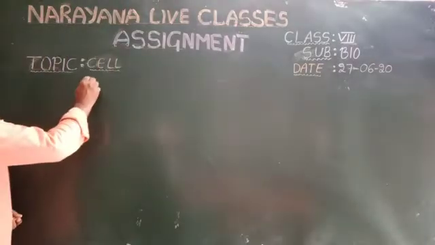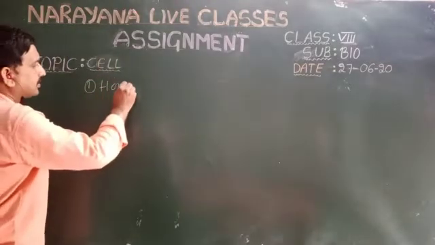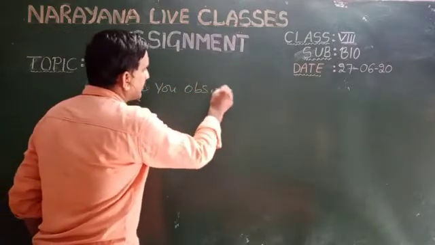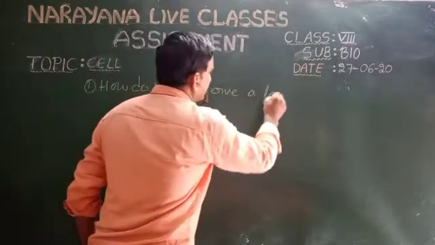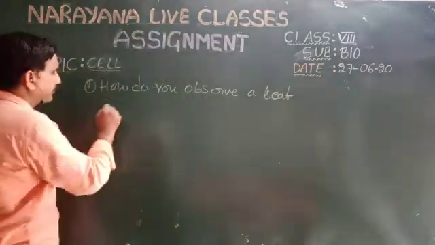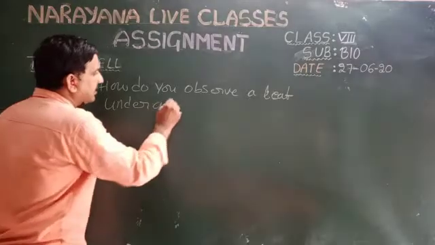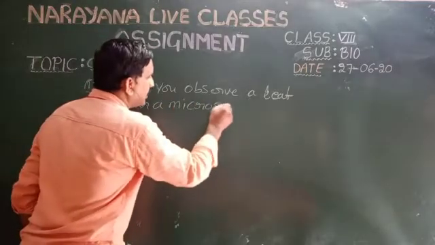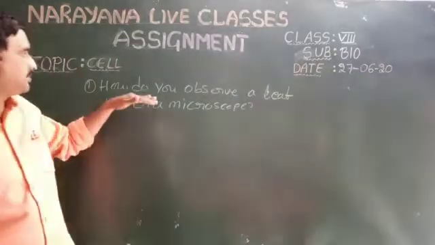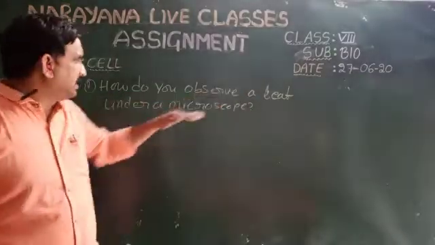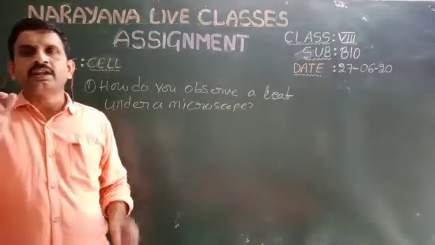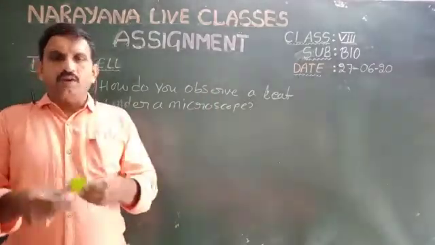The first question is, how do you observe a leaf under a microscope? That is the question. Once again I am telling you, how do you observe a leaf under a microscope? Understood? Here we have to take one leaf and roll it like this.